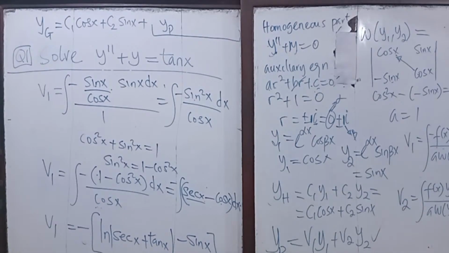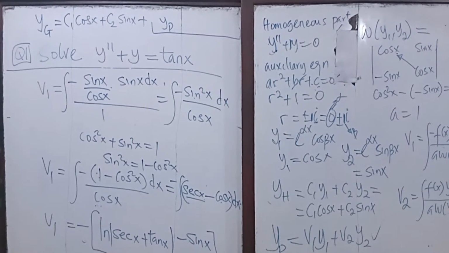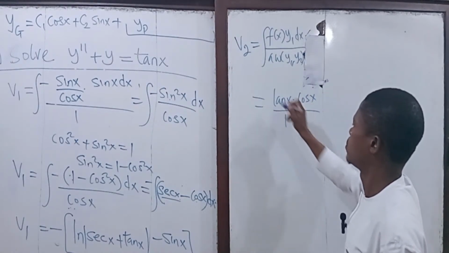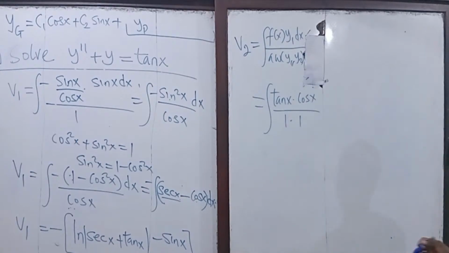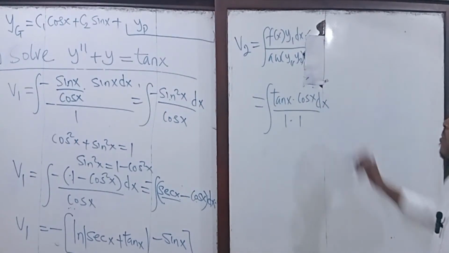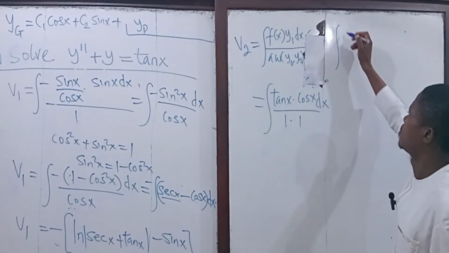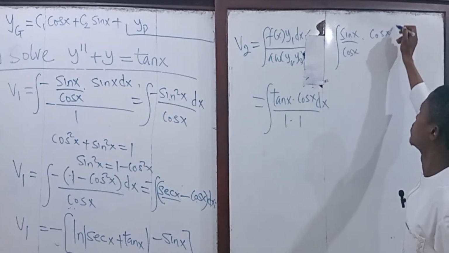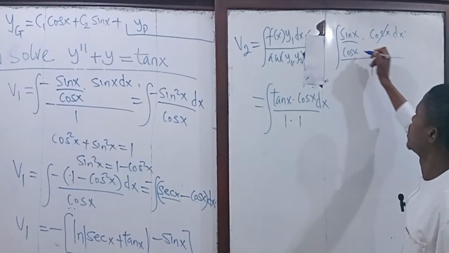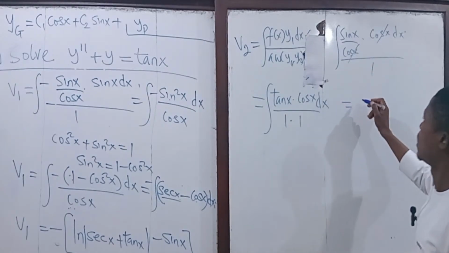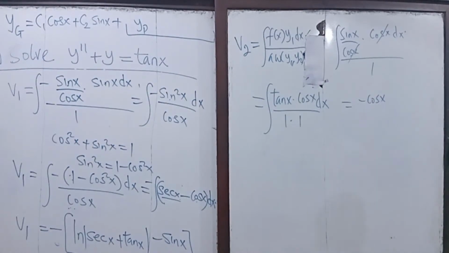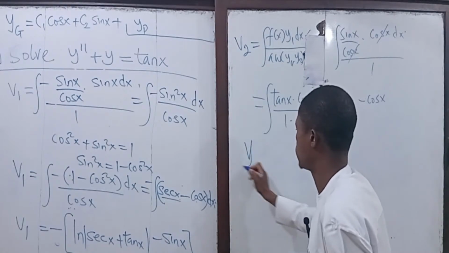Okay, then we can quickly go to v1. V1 is cos x over 1 times 1. The Wronskian is 1, A is also 1, dx. And tan x is what? Sine over cos times cos x dx over 1. So this one and this one cancel. So we have the integral of sine x, which is what? Minus cos x.